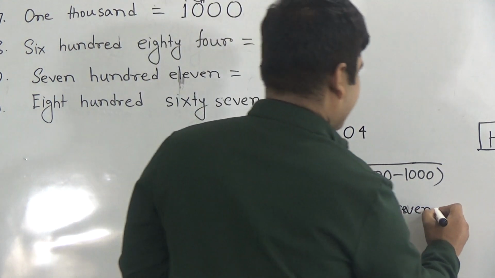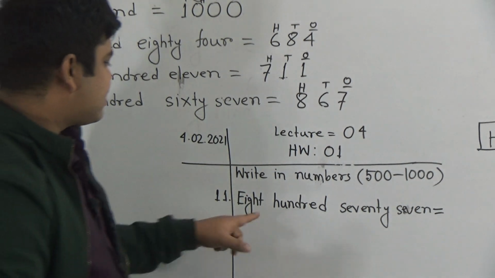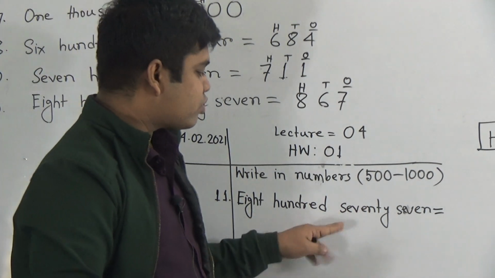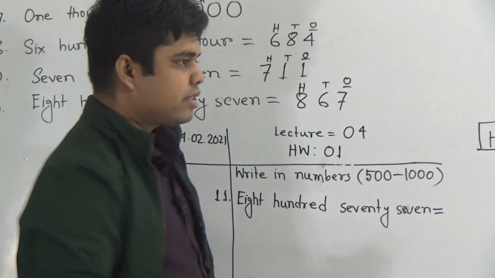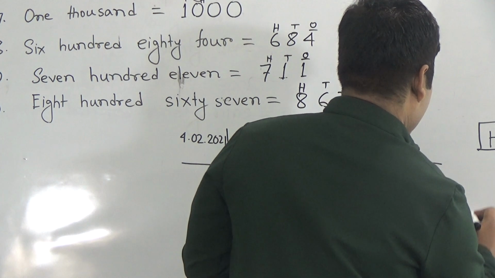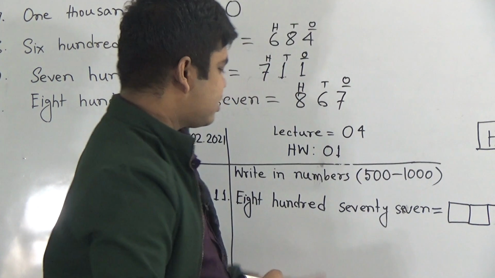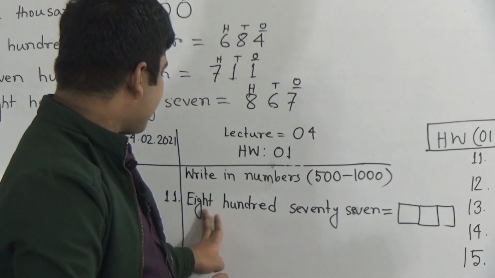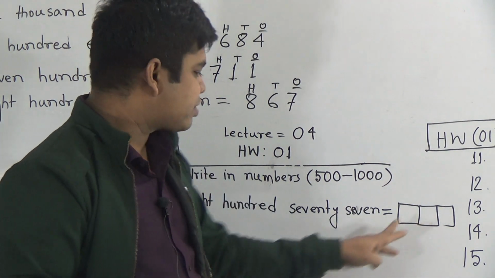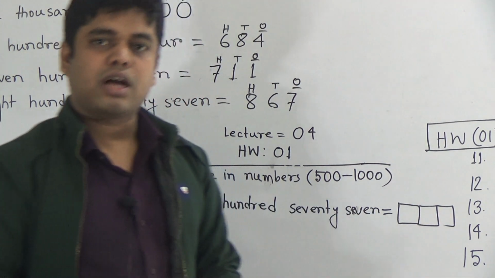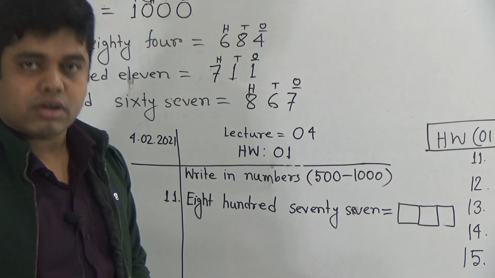So here you give an equal sign, and when you convert this write in words into numbers, you take 3 boxes to write 3 digits. So 8 for one box, 7 for another box, and 7 for another box. I hope you have understood how to write SW in your copy.